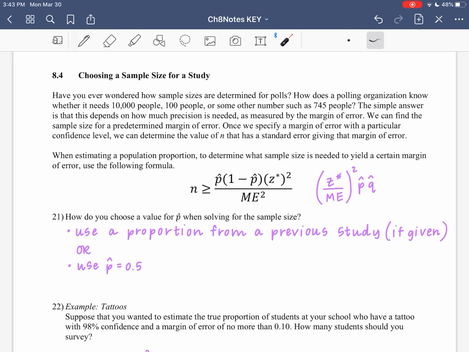So let's talk about what we need to plug in to this formula. Here, Z star, remember, comes from our confidence level, and we can look that up on StatCrunch. Our margin of error is what's specified to us in the problem, and then p-hat and q-hat. Well, let's think about that for a second.